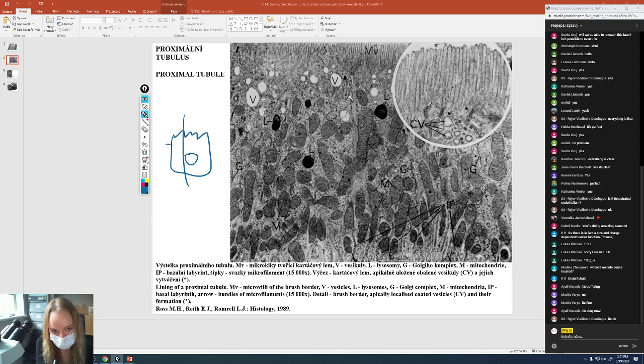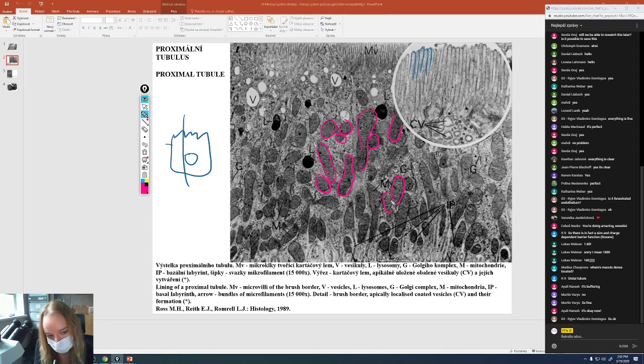So what are we going to see? We can see microvilli on the surface, many of them, and they're creating a brush border. And also we can see many mitochondria here. So this is why the cell of the proximal tubule is so eosinophilic. You can see it right here.